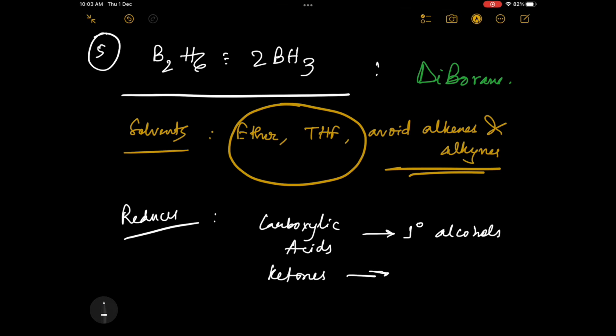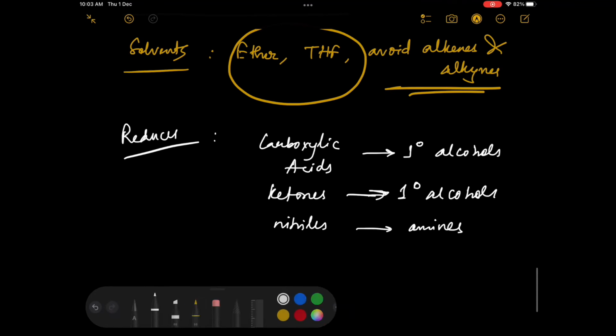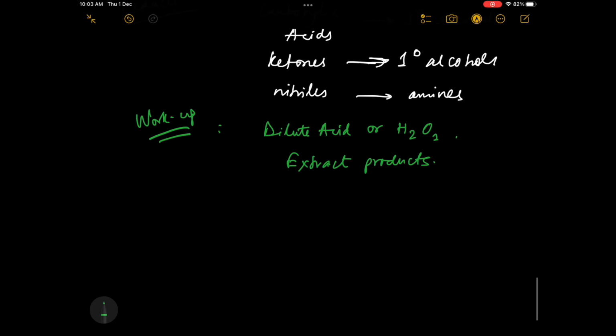Okay, so it reduces carboxylic acids to 1-degree alcohols, it reduces ketones to 1-degree alcohols or primary alcohols, nitriles are reduced to amines, so CN to CH2NH2, as you can understand. And the workup procedure is dilute acid or H2O2 can be used to neutralize it, and after that products should be extracted via organic solvent extraction.